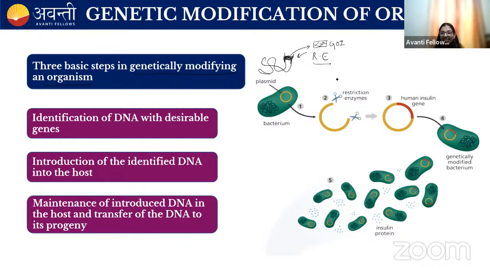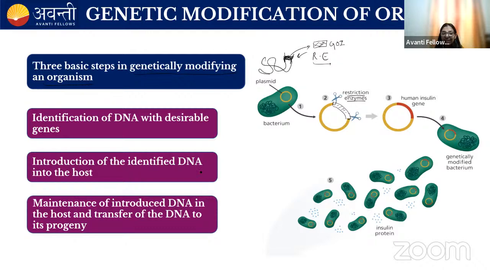Now to incorporate this gene of interest into the host cell, I need a vector. I need a vehicle. For example, if I have to go from one place to another, I need a vehicle. It could be a bus, a cycle, or a car. Similarly, the vector also acts as a vehicle or a carrier. These vectors have to carry the gene of interest into the host cell. So I have to cut this vector with a restriction enzyme so that it produces sticky ends, so that this gene of interest can combine or join with the vector. So this is the second step.